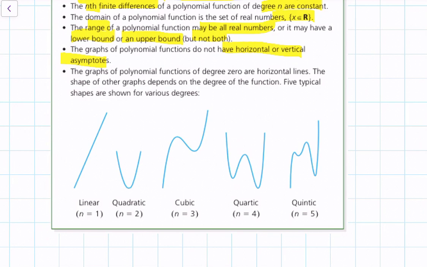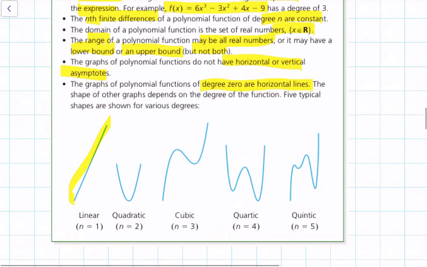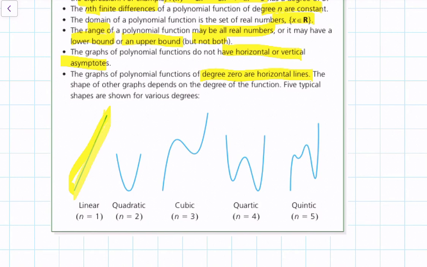The graphs of polynomial functions of degree 0 are horizontal lines. So for example, if we had, let's say, y is equal to 1, that would be of degree 0, so that would be a horizontal line. The shape of other graphs depends on the degree of the function. So for example, here are some typical shapes for functions of various degrees. So linear we're very familiar with, n is equal to 1, we know that. Quadratic, n is equal to 2, we're familiar with that as well.